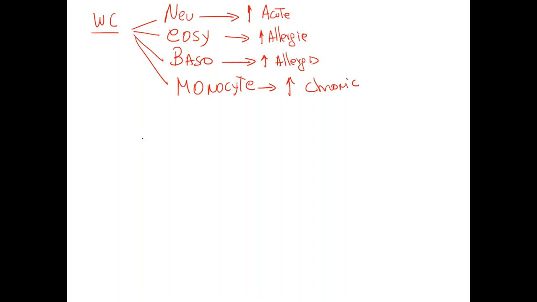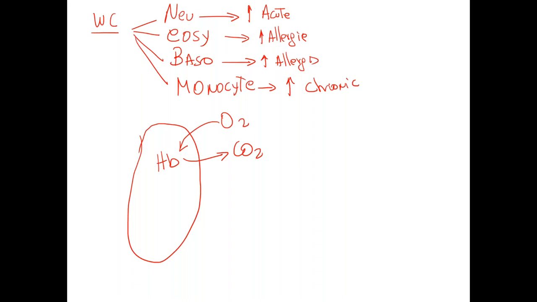Now, one thing I want to mention. If we have the red blood cell here, what do we have inside? A lot of hemoglobin. What is the function of hemoglobin? To capture oxygen and to carry out the carbon dioxide. What is the main function of the hemoglobin? Is to carry oxygen. Okay, main function is the oxygen.